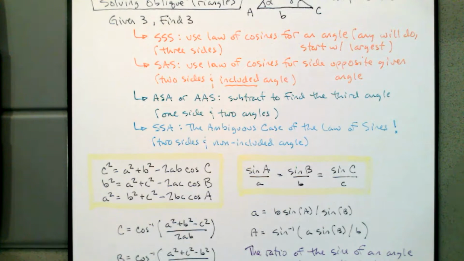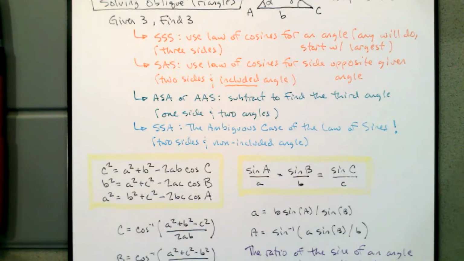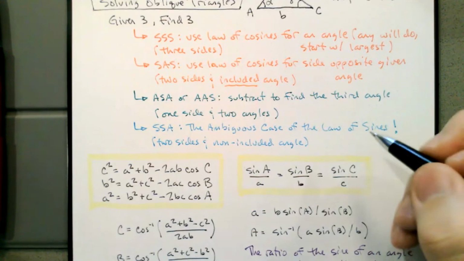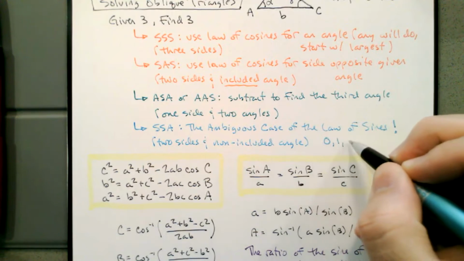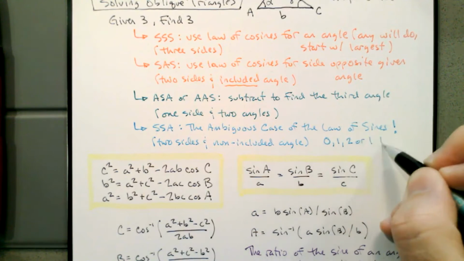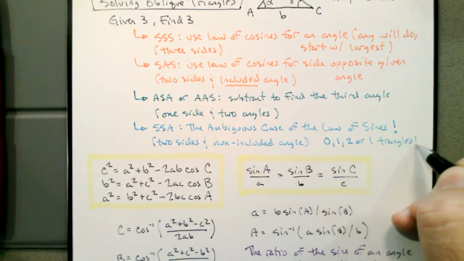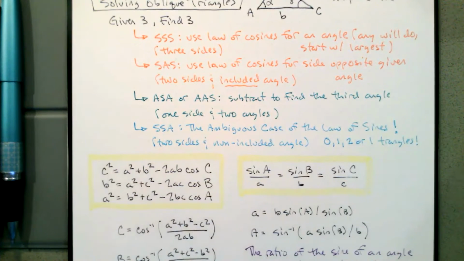This is called the ambiguous case of the law of sines, because it could result in 0 triangles, 1 triangle, 2 triangles, or 1 triangle. I know I said 1 triangle twice, but there's 2 ways we could end up with 1 triangle. So the reason that this is the ambiguous case is that we can use this set of information, 2 sides and a non-included angle, to possibly build 2 triangles, or possibly build no triangles at all.